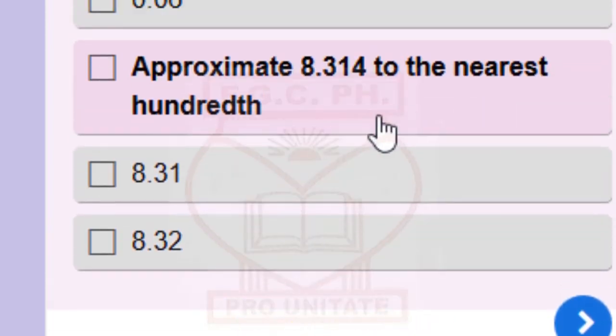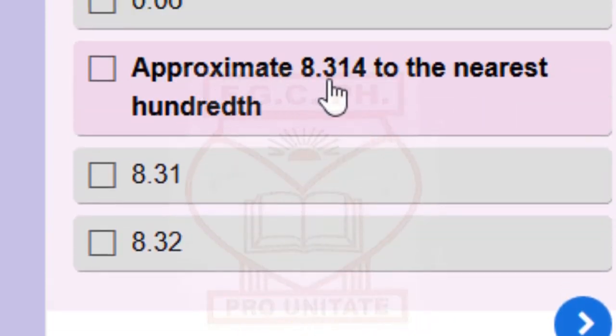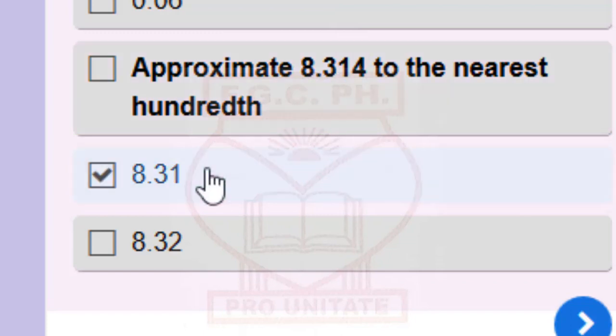And finally, to approximate 8.314 to the nearest hundredth, notice that the hundredth digit is 1. So I'm going to round down 4 to become 0. So it becomes 8.310, and that is 8.31.